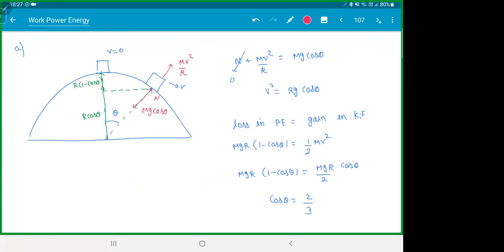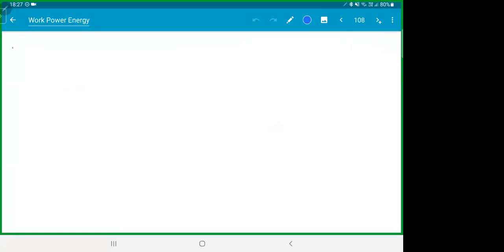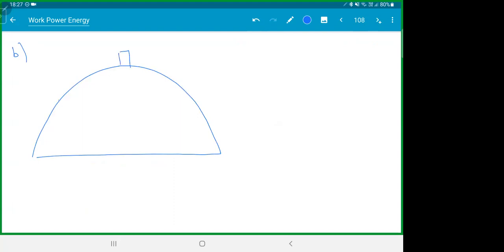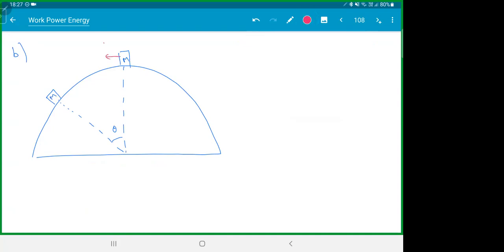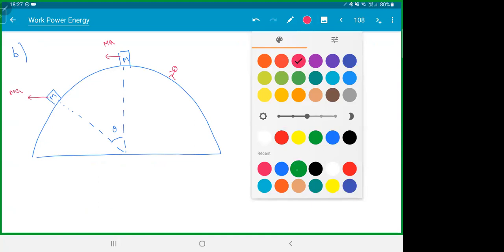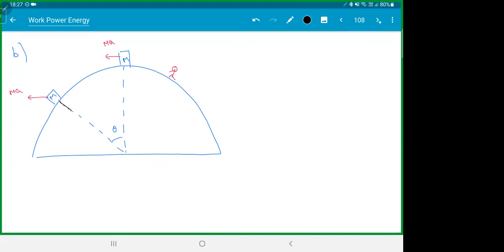This is the second part. Initially, the block is here. This is theta. The pseudo force will be backward, so your observer is standing on this thing. Pseudo force is backward. So what are the forces acting on the system?